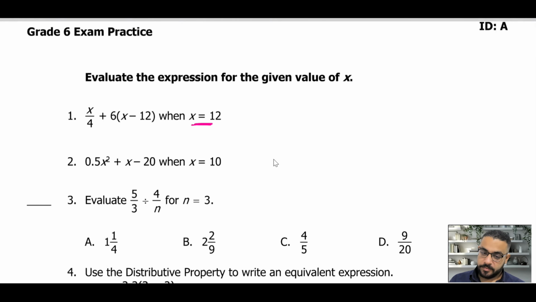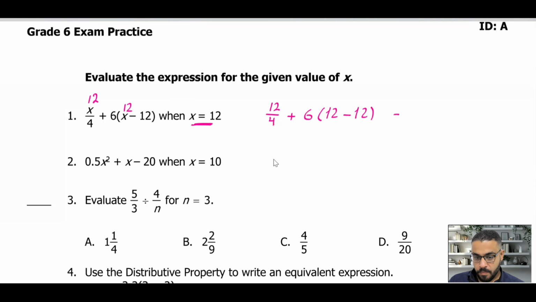That means I have to replace x by 12. This one and this one. Then calculate. So I have 12 here and 12 here. So the result will be 12 over 4 plus 6 times 12 minus 12. So I'm doing the division now.